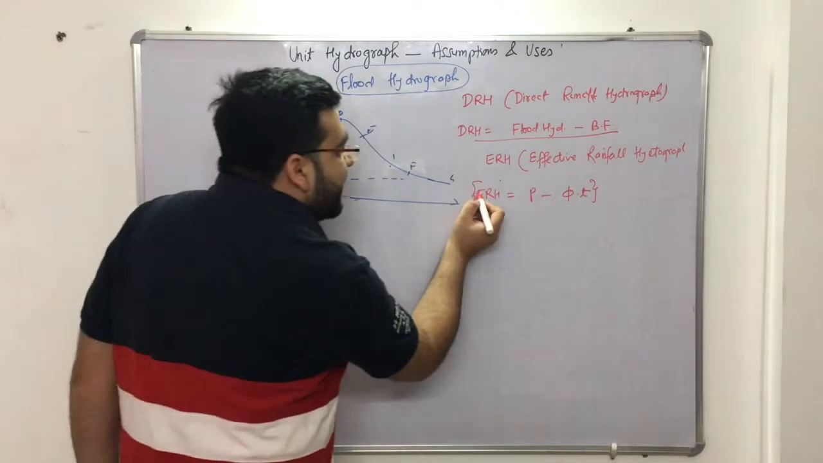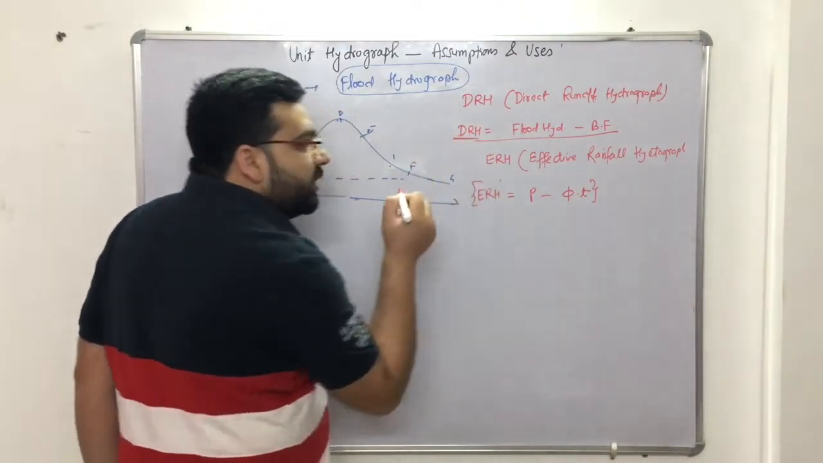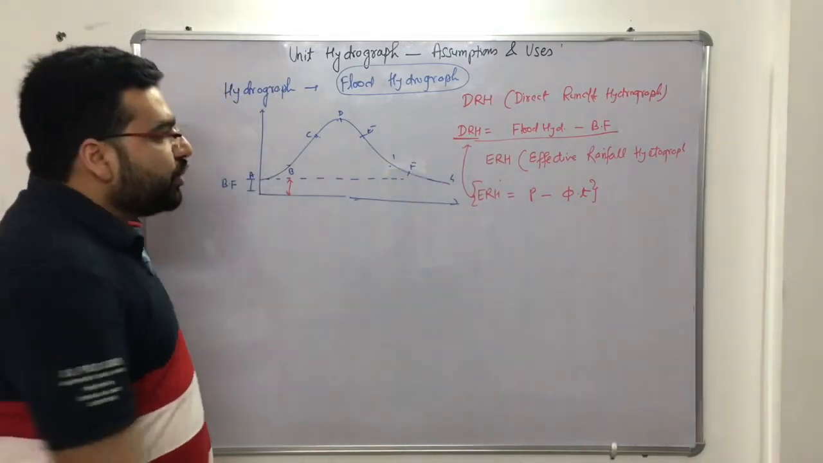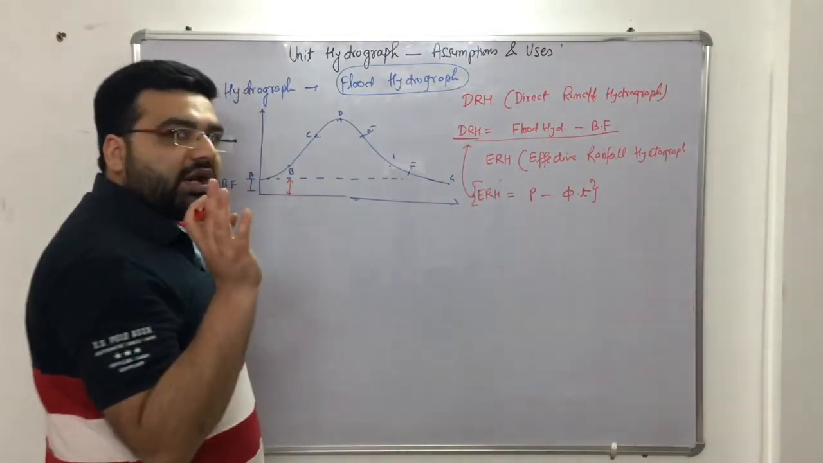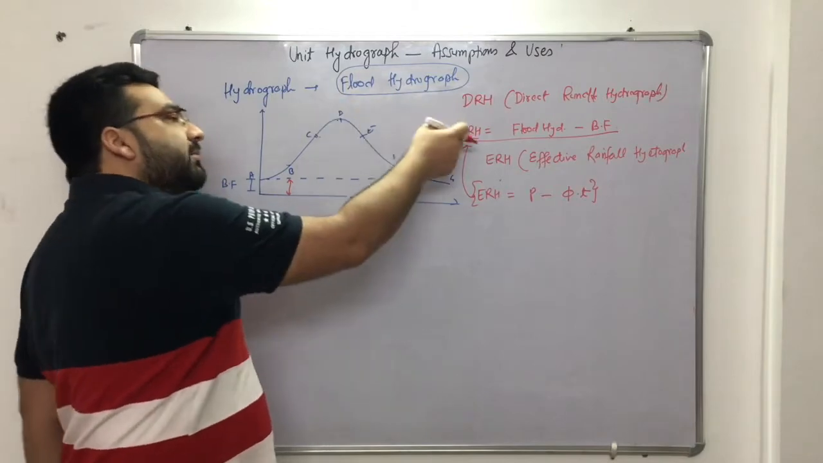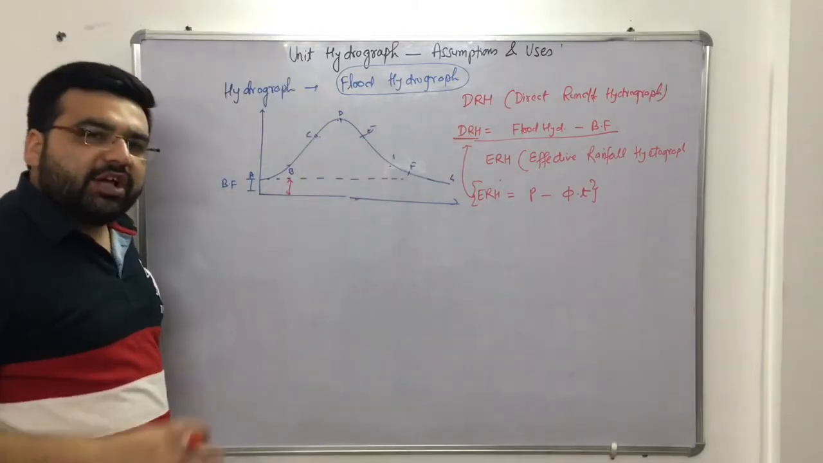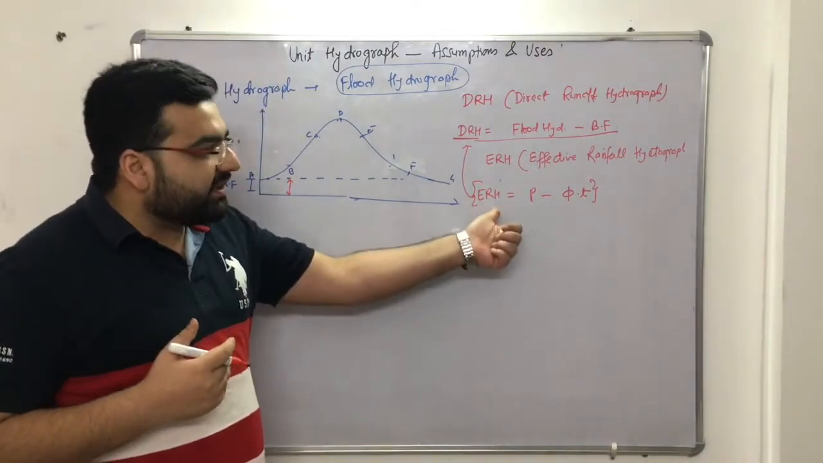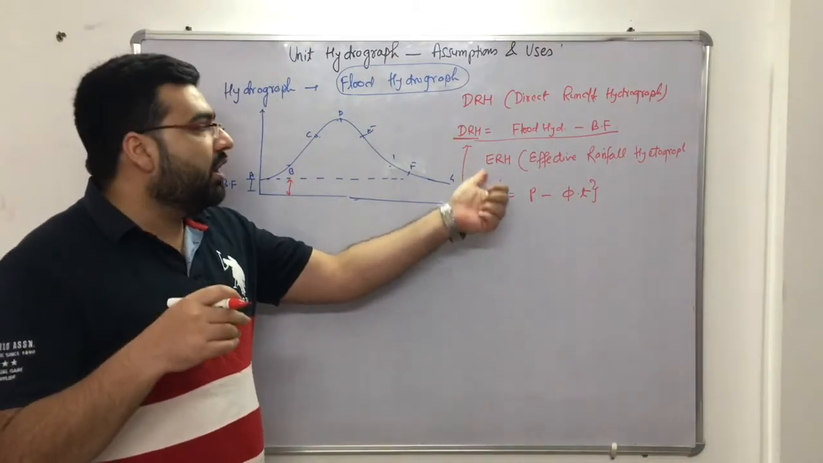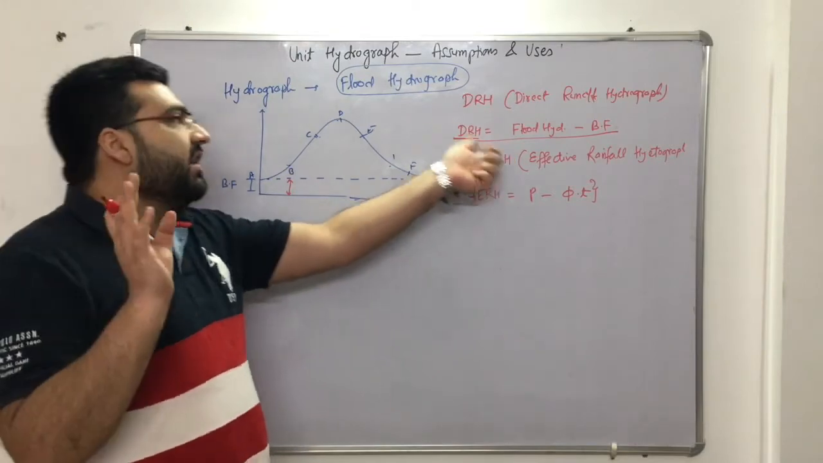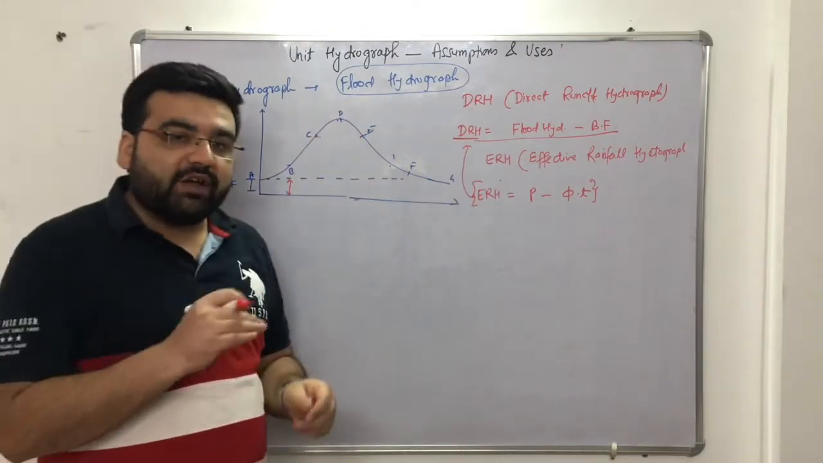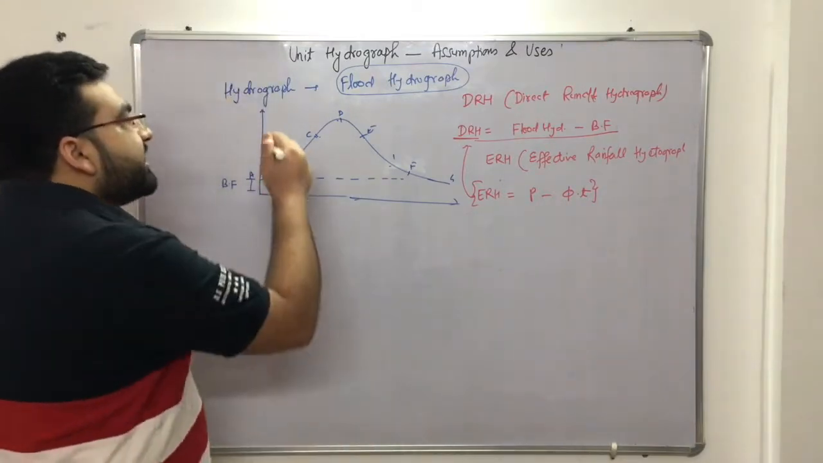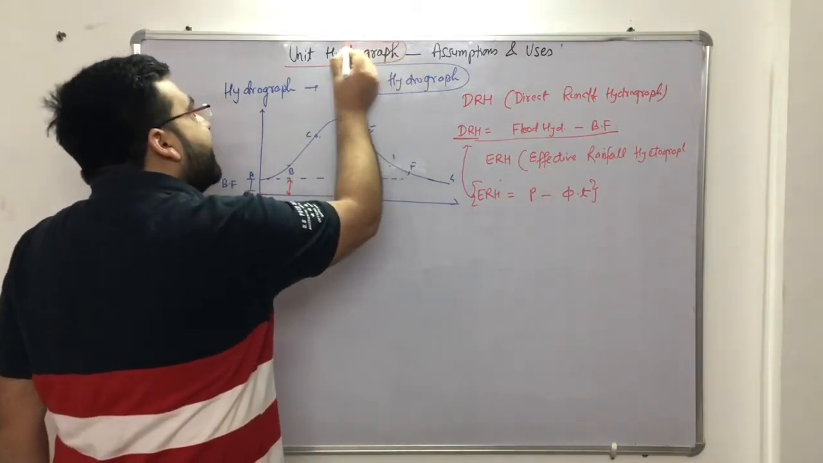So I can say that the direct runoff hydrograph is obtained from effective rainfall, right? So effective rainfall gives me the direct runoff hydrograph, and from the direct runoff hydrograph I can determine the flood hydrograph. So these three things are interrelated: the effective rainfall hyetograph, the direct runoff hydrograph, and the flood hydrograph. Clear?